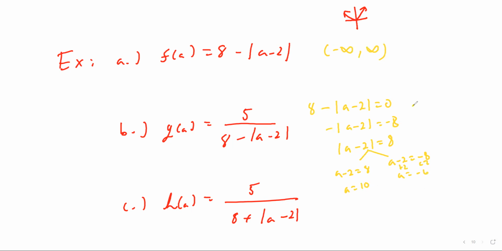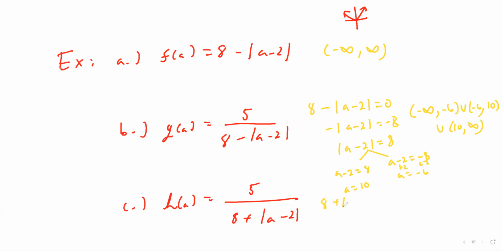So when I write the domain, it would just be, again, -infinity to the smallest number, which in this case is -6, union -6 to the next number, which is 10, union 10 to infinity. And there would be your domain. Same concept with this other one here.